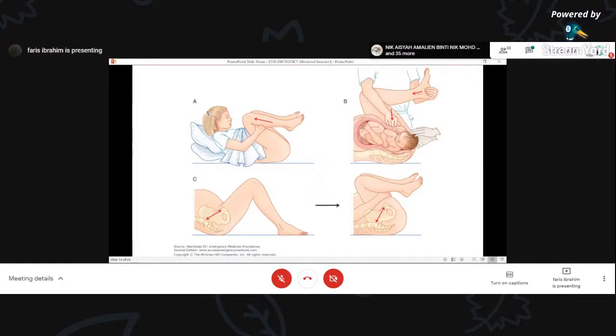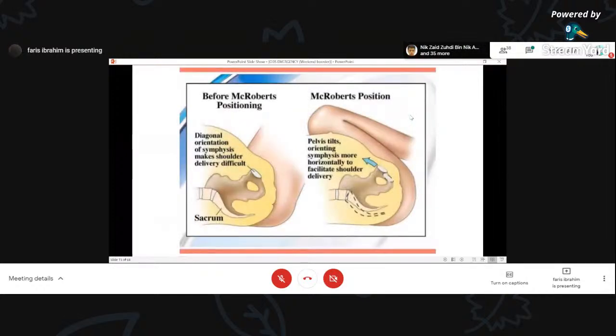That's it. And normally it is combined with another maneuver which is suprapubic pressure. So while doing the McRoberts maneuver, at the same time the nurses will apply suprapubic pressure on top of the maternal symphysis pubis, so that it allows the passage, and the mother at the moment should push the baby out. Normally about 70% of cases of shoulder dystocia will respond to McRoberts maneuver and suprapubic pressure. This is it, what I said just now.